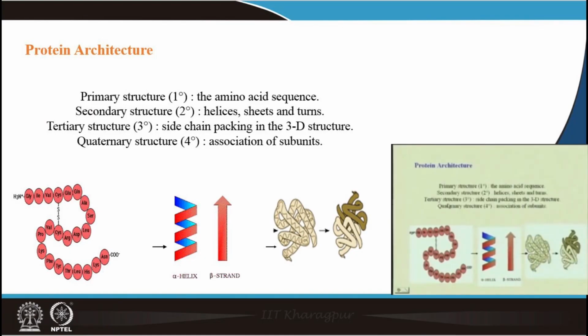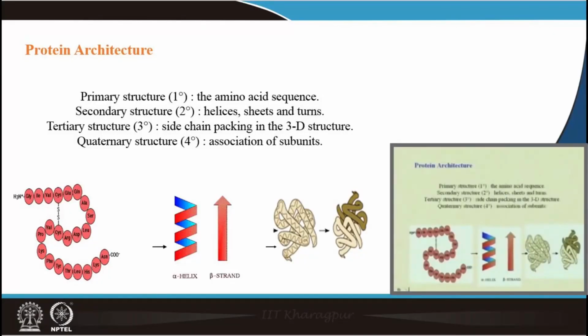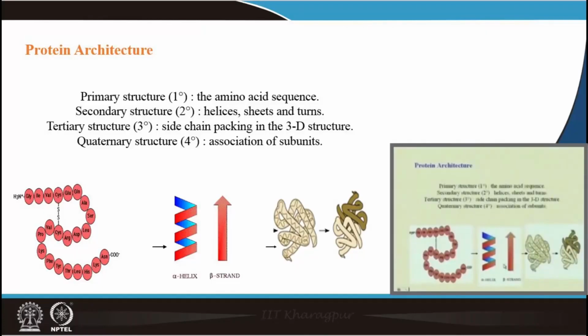Okay? So all proteins will have a primary structure, a secondary structure and a tertiary structure, but not all proteins will have a quaternary structure. You only have a quaternary structure if you are not monomeric in nature. If you happen to be a monomeric protein, then there is just the primary, secondary and the tertiary. But if there are a number of subunits that have to link together, then you have what is called a quaternary structure.